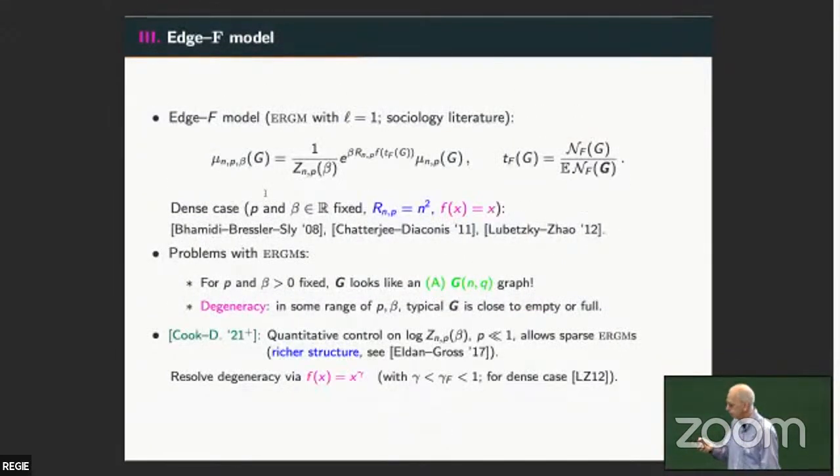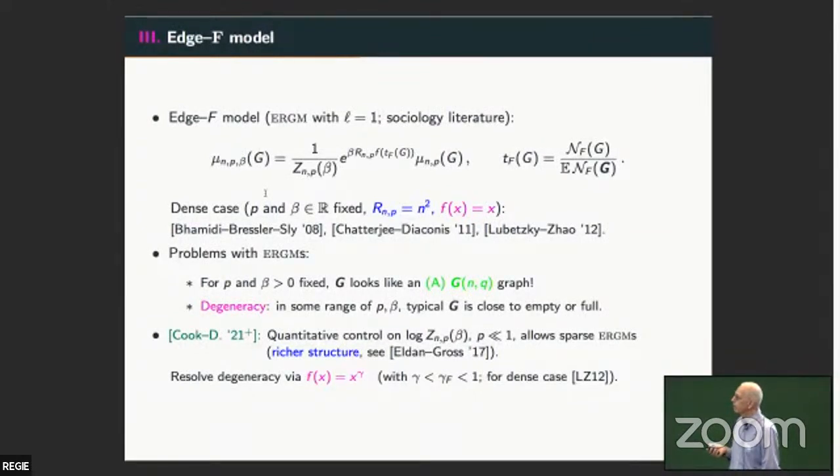In this work, which is currently in the final stages of writing with Nick Cook, we get quantitative control on the log of the partition function for p very small, going to 0. This allows us to understand the typical behavior of sparse Erdos-Renyi random graphs, and that's what I will talk about most of this lecture. These are predicted to have a richer structure. This was already predicted in a more vague way in a paper by Eldan and Gross from 2017. And while doing that, we also figured out a way to resolve the degeneracy.